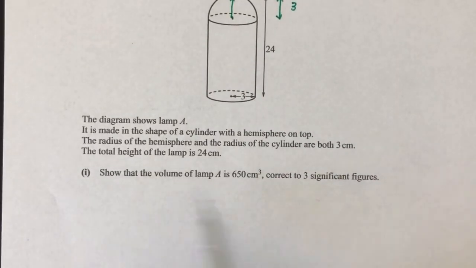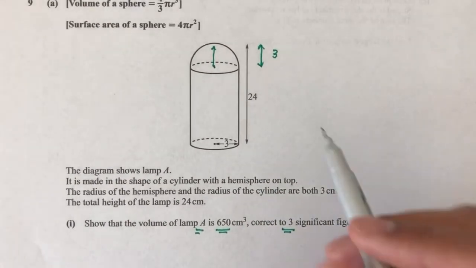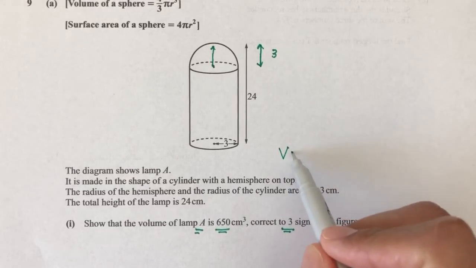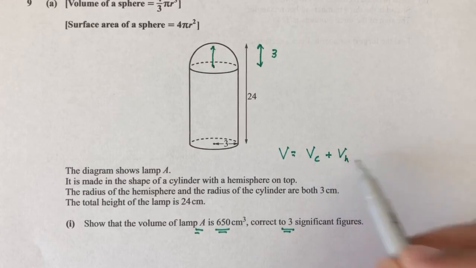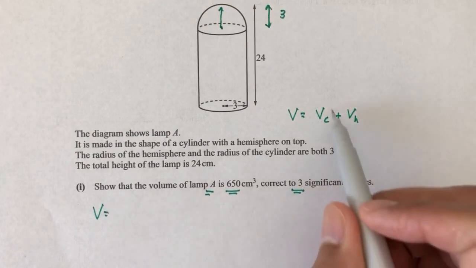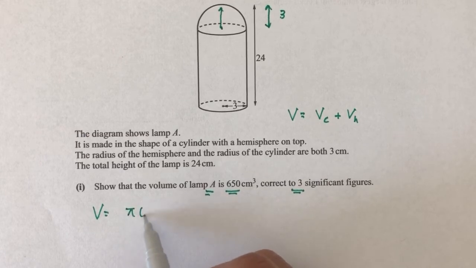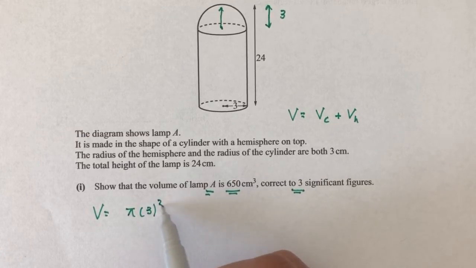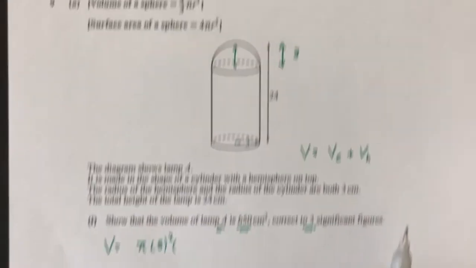So moving on to part 1, show that the volume of lamp A is 650 correct to 3SF. So how do you find the volume of this shape? You would say the volume is two parts. Volume will be equal to volume of cylinder plus volume of hemisphere. Okay, so first thing, let's find volume of cylinder. Cylinder will be pi r squared h. That's a formula we need to know. So pi r squared, h is the height of the cylinder. Height of cylinder is what? 24 minus 3 is 21.